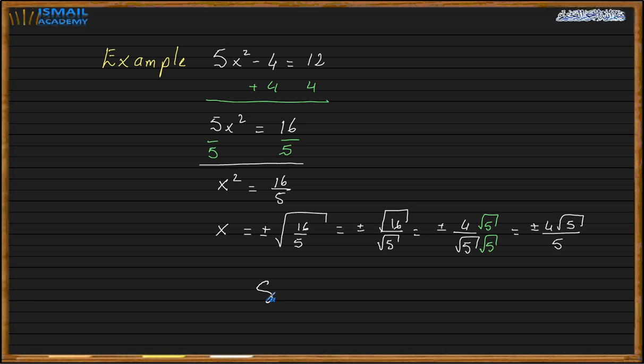So my solution is either 4 square root of 5 over 5, which is the positive one, or minus 4 square root of 5 over 5. So this is for that case.